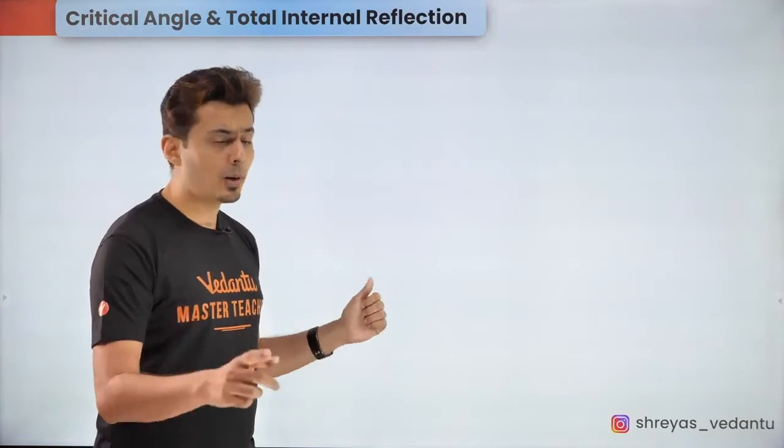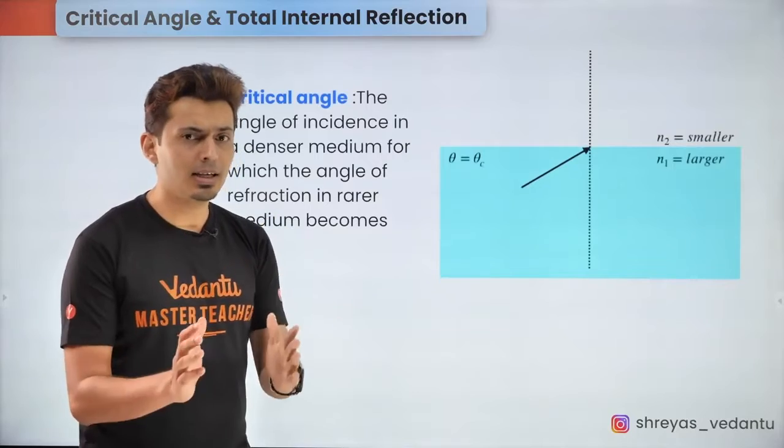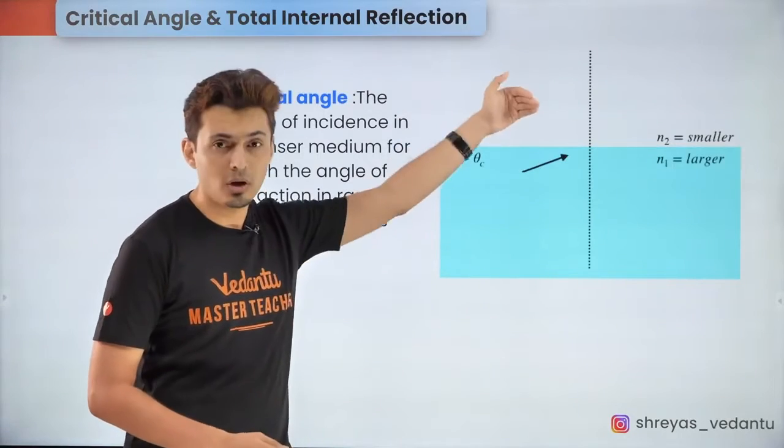When the light rays go from dense medium to rare medium, there is a chance that the light rays may not come out on the rarer side.